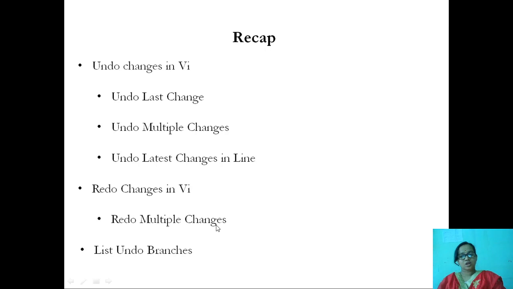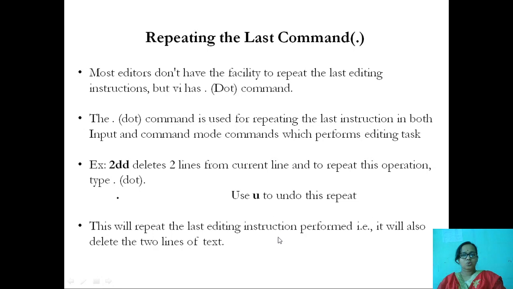We have also seen undo branches. To list out the undo branches, like which undo actions we have done on which line, we can see everything by using the list undo branches. After knowing all this from the previous session, we will move on to today's topic, which is repeating the last command.